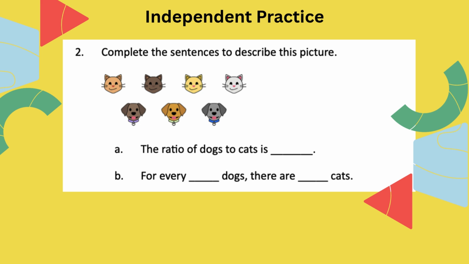Question number 2, complete the sentence to describe the statement. A, the ratio of dogs to cats is blank. B, for every blank dog, there are blank cats. So there are just 2 ways to write the ratio here. And remember, the item that is given first is the first number in the ratio. So you're going to put the number of dogs first and not cats, because it says dogs to cats. Okay, so the first item would always come first in the ratio.